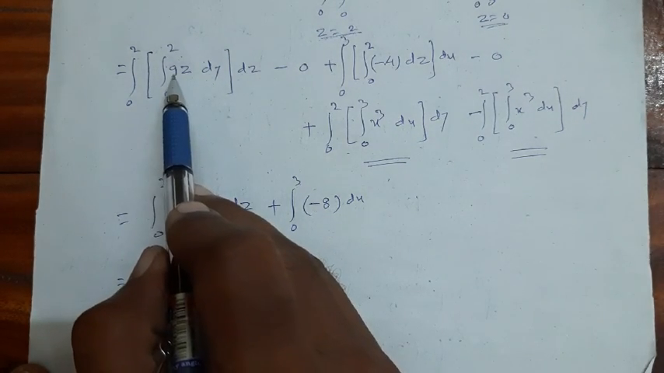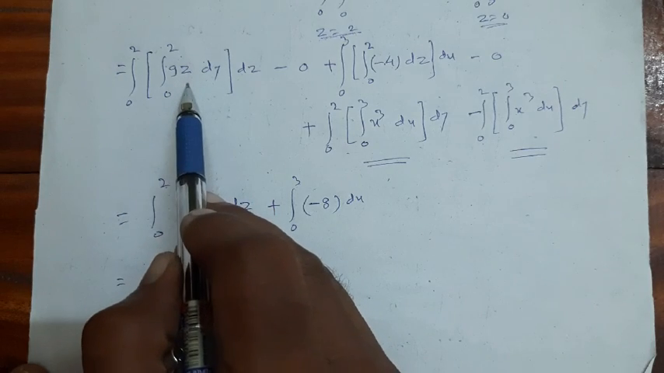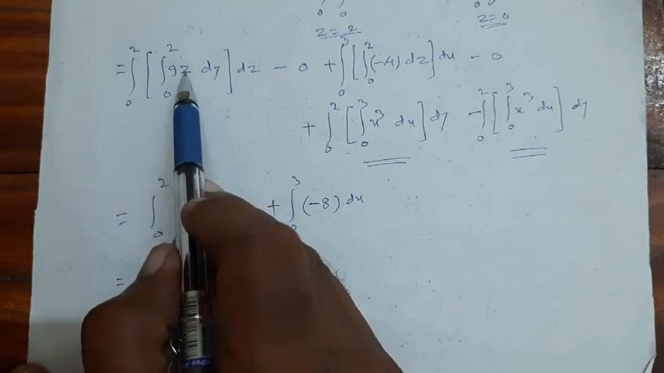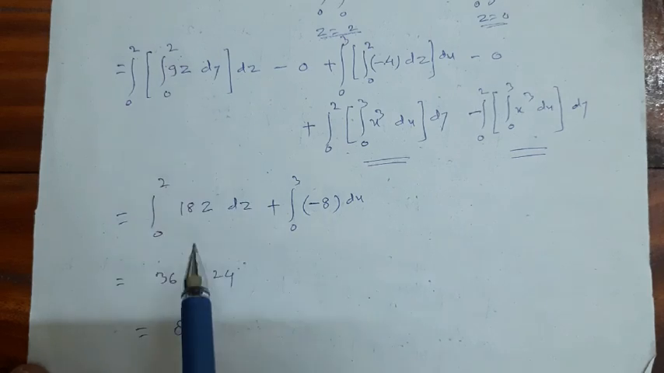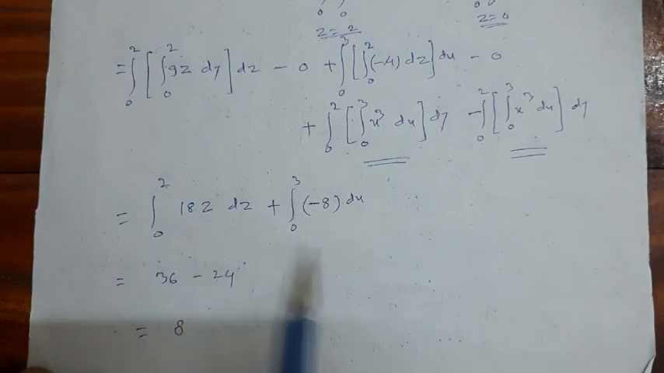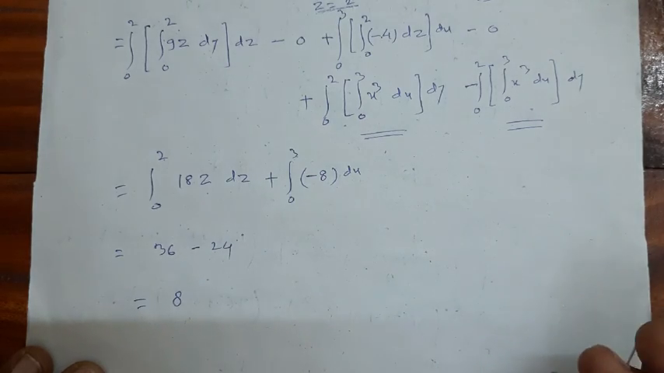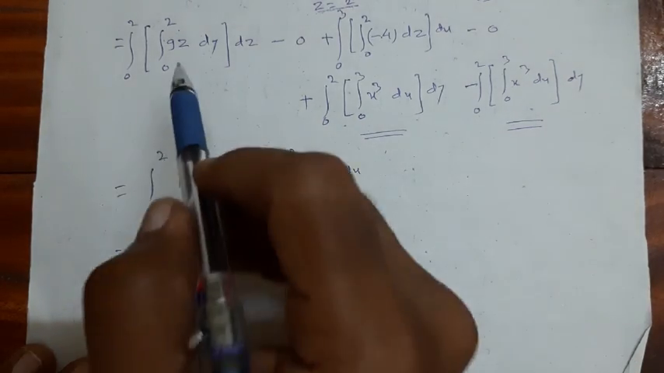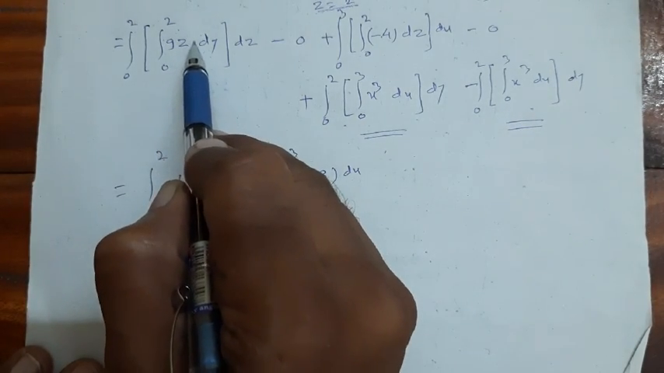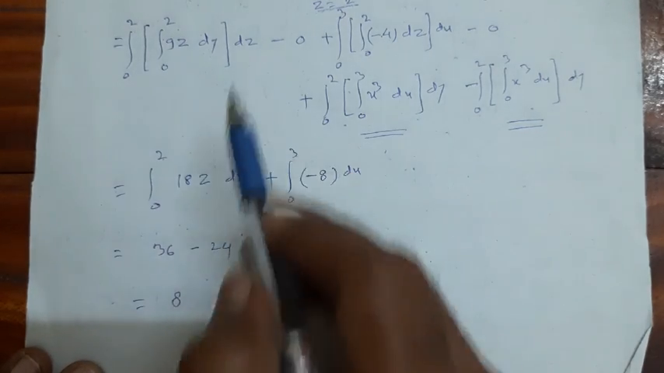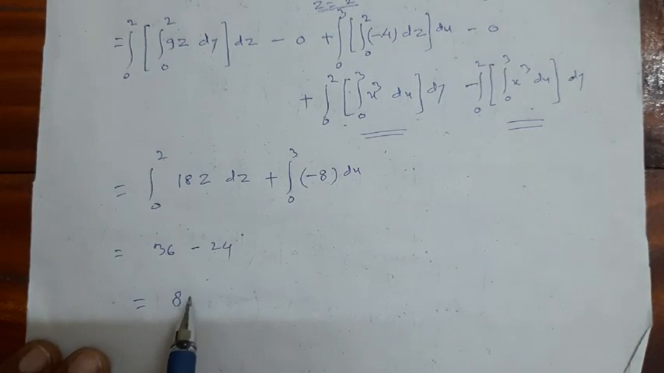Same situation here, it is 9z square by 2, but if I substitute the upper limit, it becomes 2 2s are 4 into 9 divided by 2, and it will be 18z. Okay, I will have to integrate over this. Here it is 9zy, and if I substitute the y upper limit and lower limit, then it is 18z. I will have to integrate over z, correct? And the answer of the right hand side is 8.